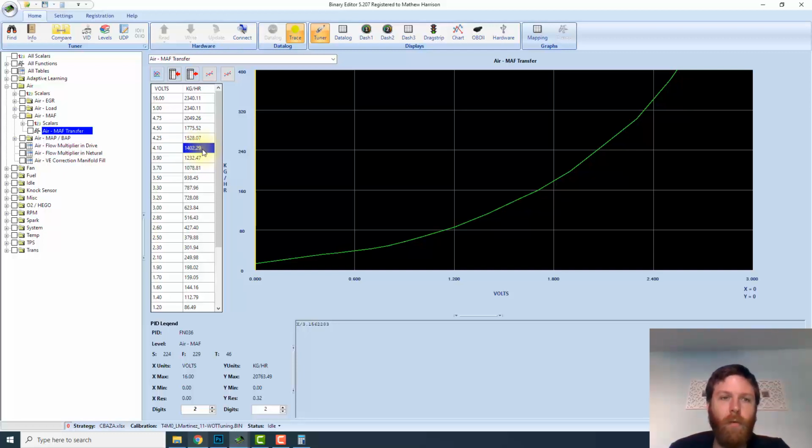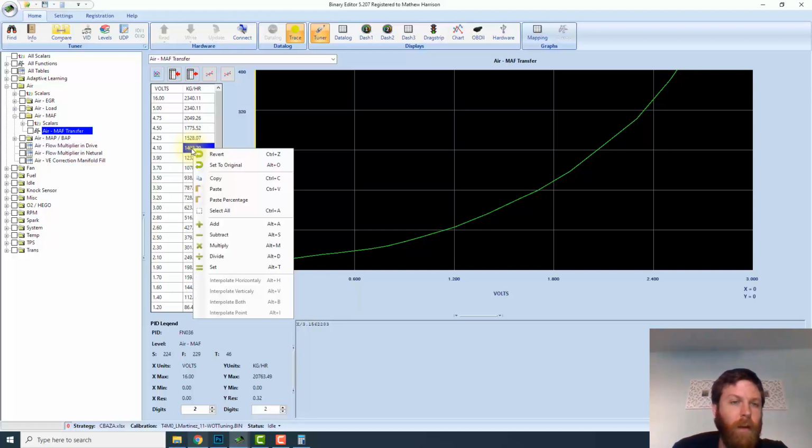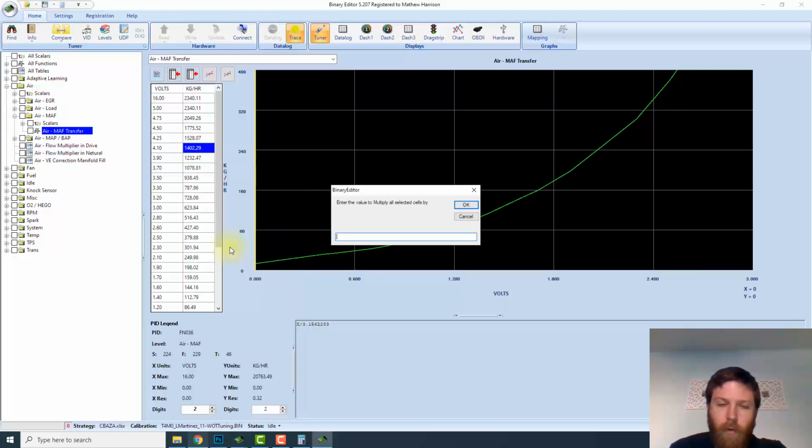We're lean, so what we know is that the mass air kilogram per hour needs to go up, and that will increase fuel, and if I pull it down, it'll decrease fuel. So I know that we need to go up. We need to go up by 5.2%. So I'm going to take that value and just multiply it by 1.052.